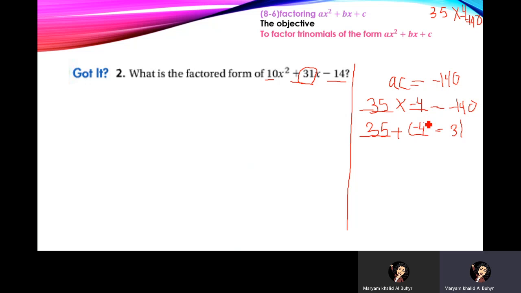If you notice, this lesson depends on the sign rule 100%. If your sign rule from grade 7 is great and strong, you will feel this lesson is so easy. Now let's factor this one.